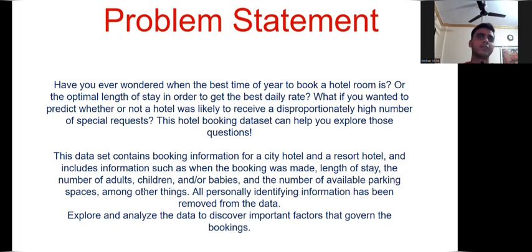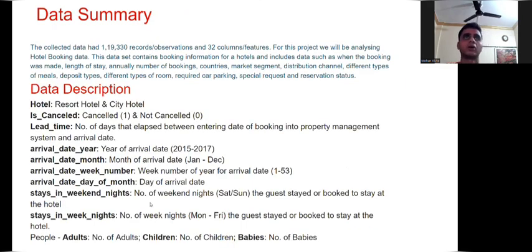So this data set mainly contains booking information of two types of hotels. First one is a city hotel and another one is a resort hotel. This includes information such as when the booking was made, length of stay, number of people, number of parking spaces, and also many other features. So let's discover some of the important features. I will start with the summary of what the dataset contains.